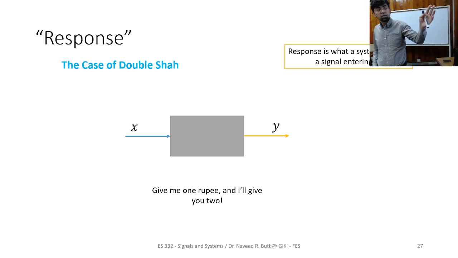Yeah, again I've been saying this system could be the stock market. Okay, X is the stocks or the money you throw into it. Y is the money you take from it after 1 year. Yeah, so still the principles we learn in this course, they still hold. Okay, so let's start with this thing. Response is what a system does to a signal, entering it.